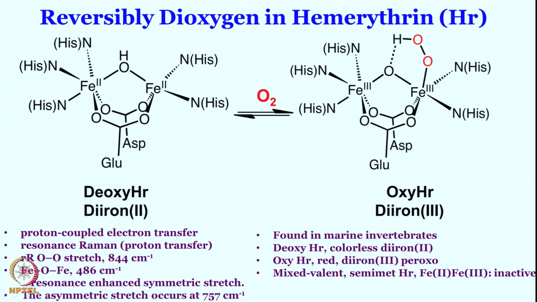Right. If you try to record the resonance Raman of this oxygen stretch, you find that it is at 844 wave number, which is matching perfectly for the peroxo species. So, in the case of hemoglobin and myoglobin, you see that it is an iron 3 superoxo species. It is formed upon oxygen binding. It does not go anywhere after that. But in the case of hemerythrin, it is a one more electron reduced species and protonated, and that is an iron hydroperoxo species. It is a di-iron species and it is a bridged species.